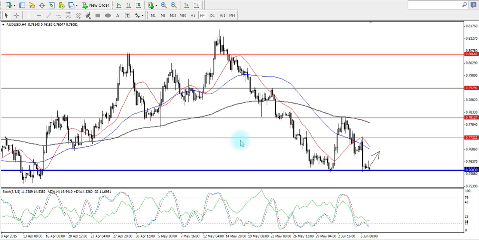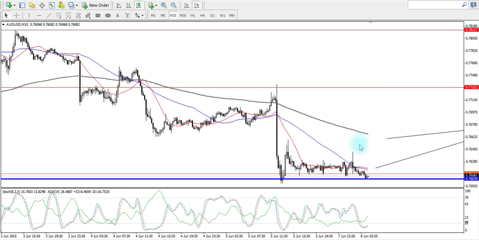Next we have the Aussie against US dollar. Right now we are seeing the price has fallen and got supported at the key support level, rather the final exhaustion level at the price of 0.7603. Expecting price to rebound and retrace at this key support level, so you might want to look for the long opportunity for the retracement itself.